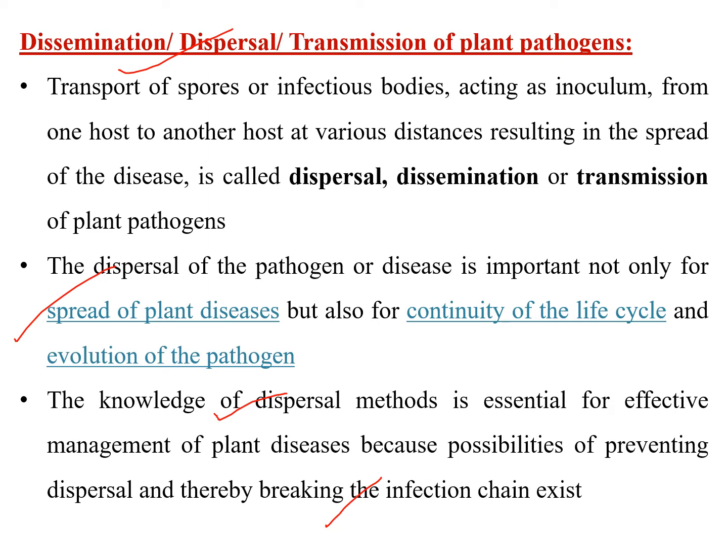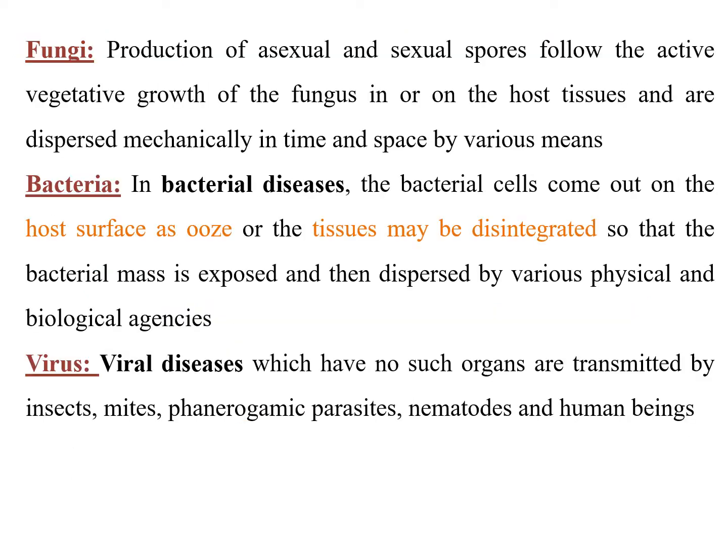So why is dispersal required? Not only for the spread of plant diseases, but it is required for continuity of the life cycle and evolution of that particular pathogen. That's why dissemination plays a very important role in the pathogen life cycle.